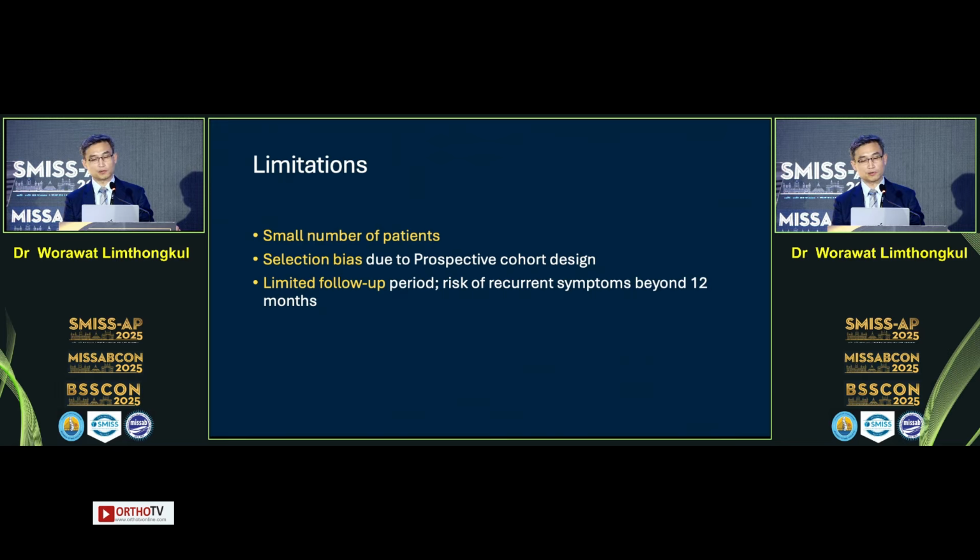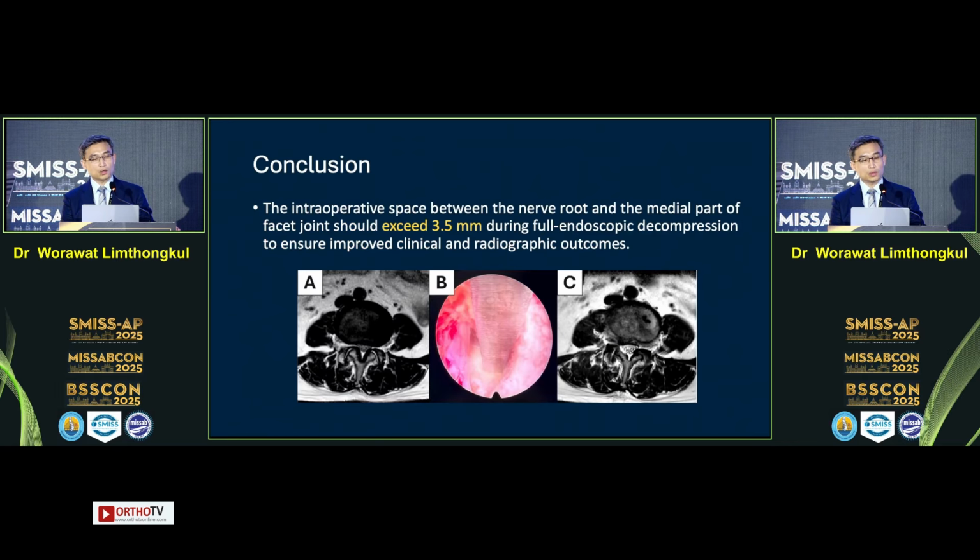More than 3.5 millimeters. So our conclusion is that the intraoperative space between the nerve root and the medial part of the facet joint should exceed 3.5 millimeters during full endoscopic decompression, to ensure that we get both good clinical improvement and radiographic outcomes, so that this wouldn't come back and compress the nerve again.